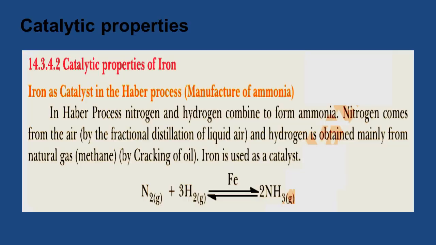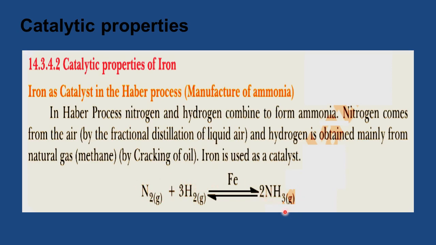Now students, let us study the catalytic properties of iron. Iron as a catalyst is used in the Haber's process. Haber's process is the name for the process in which we manufacture ammonia. In Haber's process, nitrogen and hydrogen combine to form ammonia.